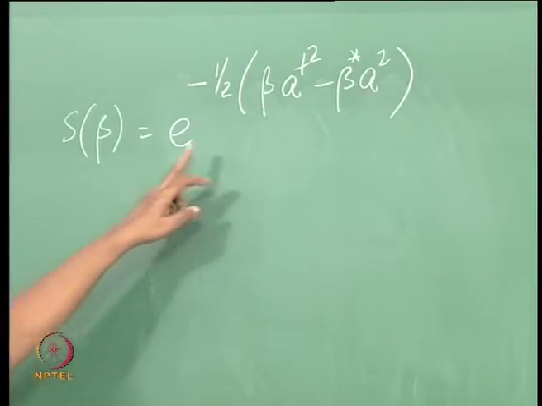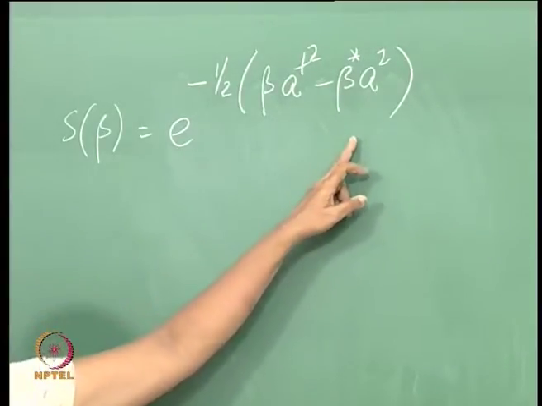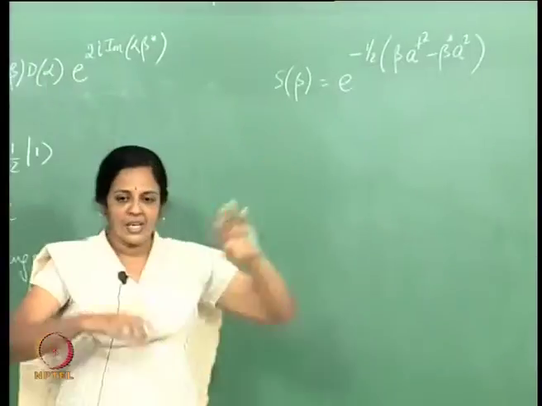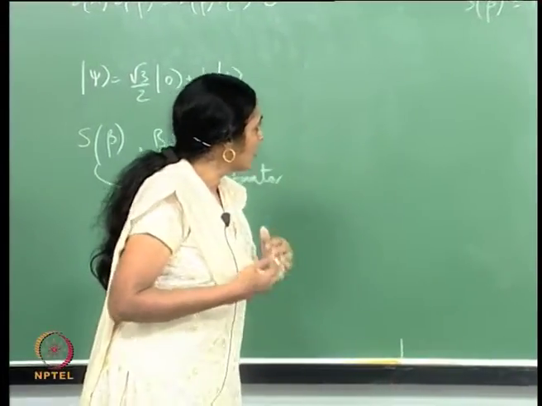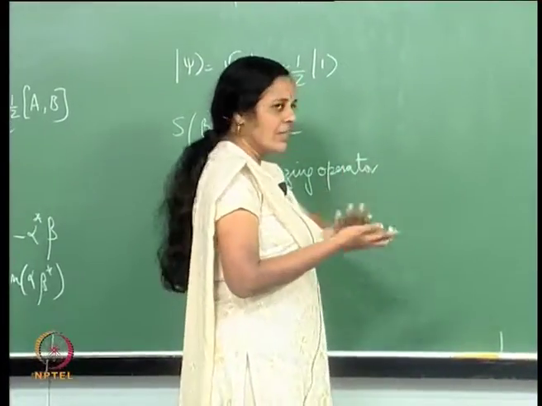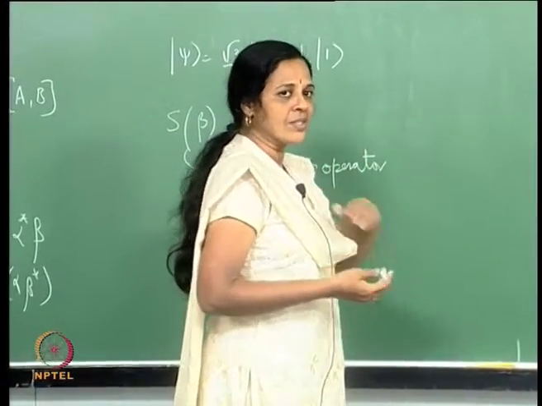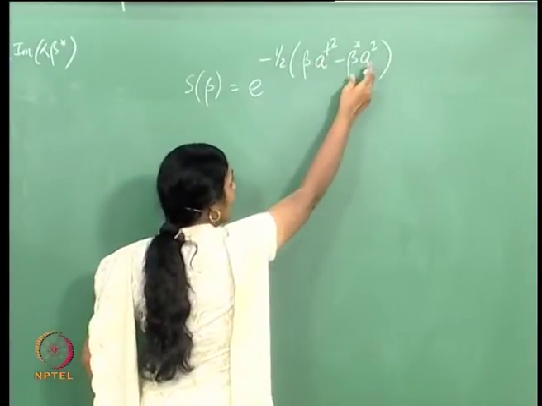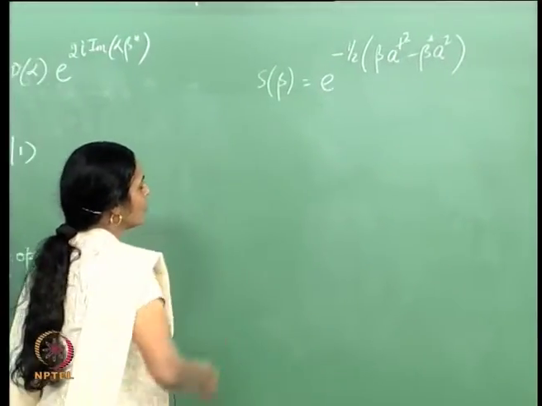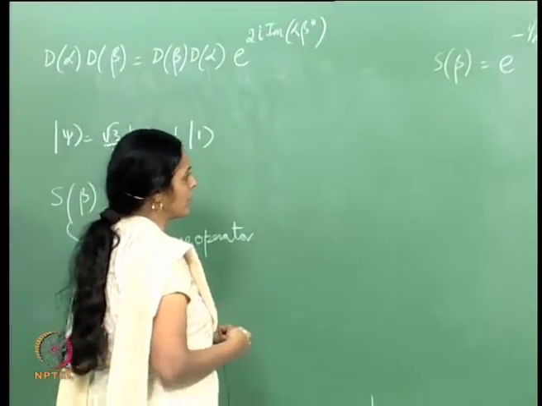It is clear therefore that only even photon number states will appear when S of beta acts on the vacuum, for instance. And when S of beta acts on any photon number state, it increases or decreases the number of photons in the infinite superposition by 2 at a time because of a dagger squared and a squared being present there.